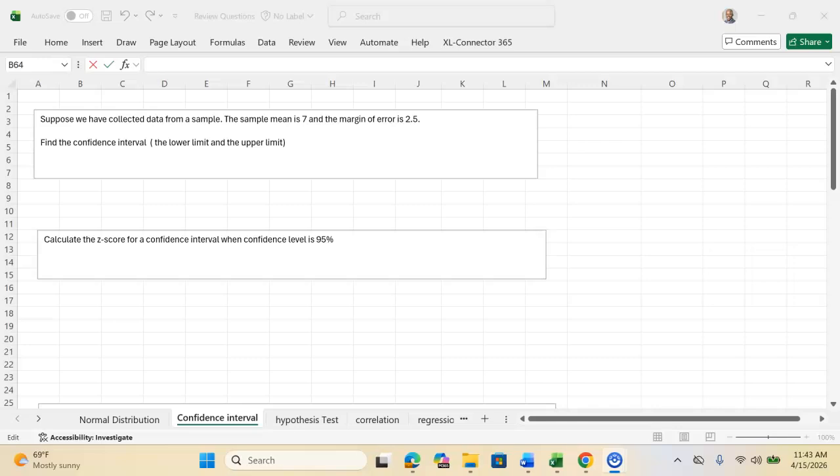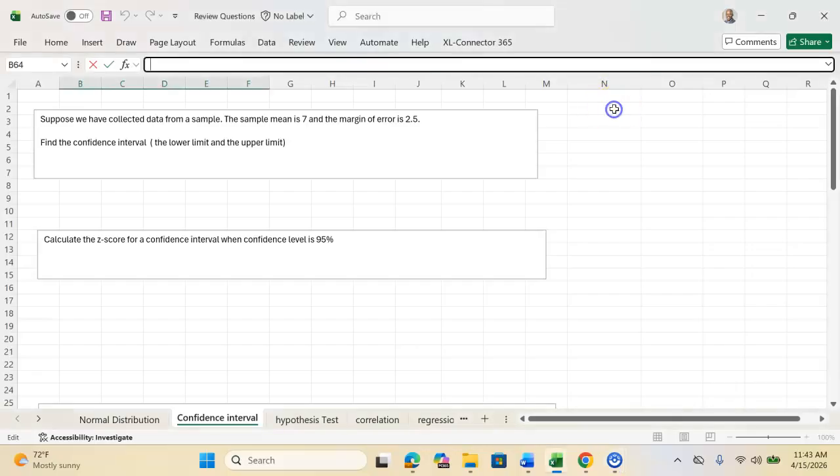Hi, so we are going to work on confidence interval review questions. Our first question says, suppose we have collected data from a sample. The sample mean is 7 and the margin of error is 2.5. And so we are supposed to find the confidence interval. In this case, we need to find the lower limit and the upper limit.